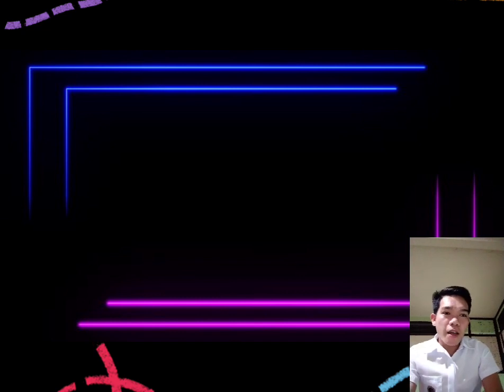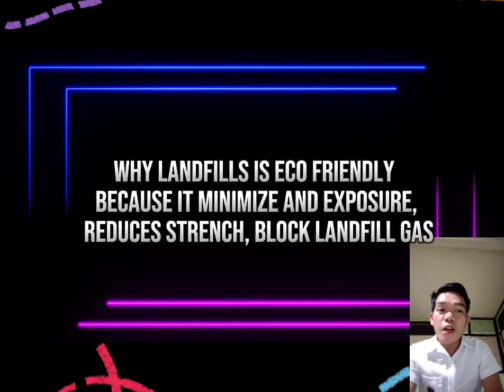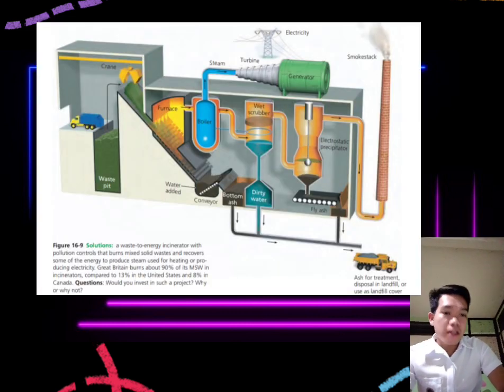So why are landfills eco-friendly? They are eco-friendly because exposure is minimized. That is the first one. They reduce the stench and landfill gas. And then look at the diagram here. It shows the advantages and disadvantages of using incinerators to burn solid waste. So what are incinerators again?